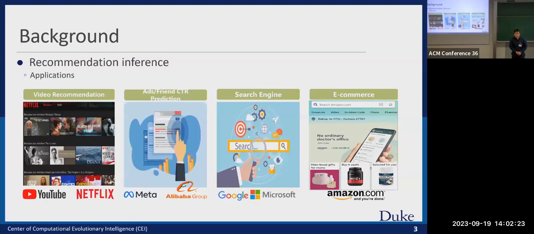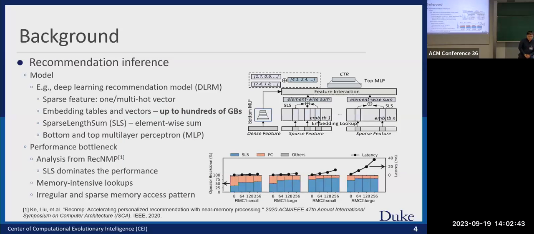First, recommendation models are quite popular today and are applied to many different applications, including video recommendation, ads click-through rate prediction, search engines, and e-commerce. They make up a huge portion of the workload running in data centers. One of the most popular models for recommendation systems is the deep learning based recommendation model, or DLRM. On this figure, we show the architecture of those recommendation models.